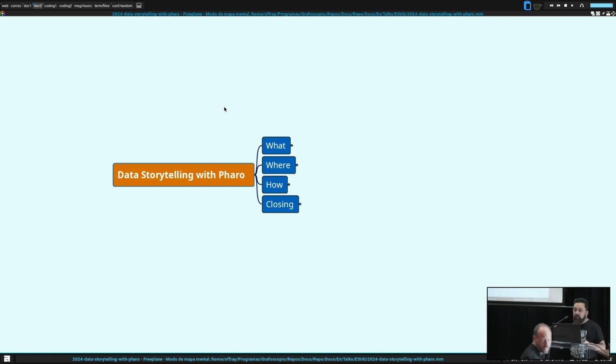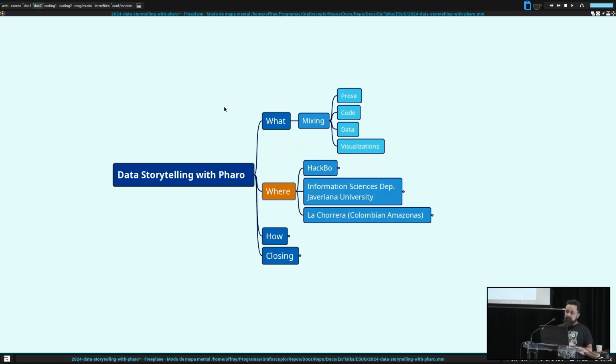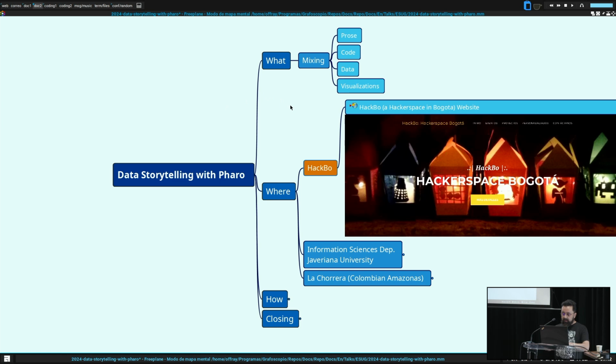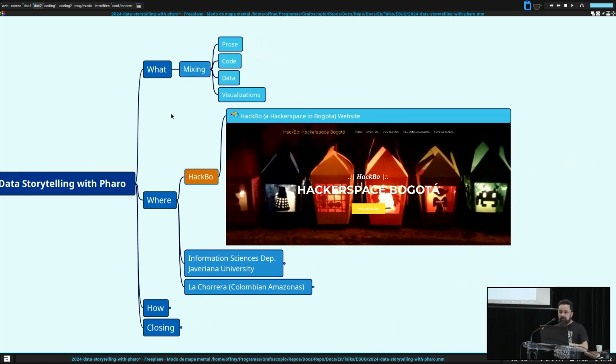So what I'm going to do is tell a data storytelling story with Pharo. The what is mixing prose, code, data, and visualization into a single cohesive artifact. The where is combining three places. So Hackbo, a local hacker space that we have over there, or the lessons from three places since 2010.